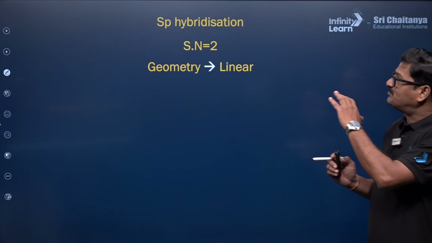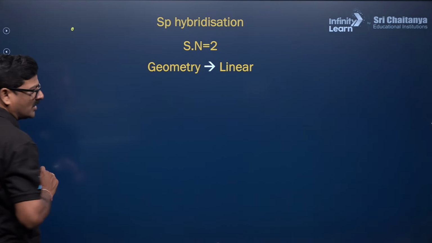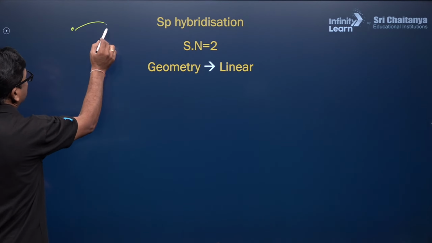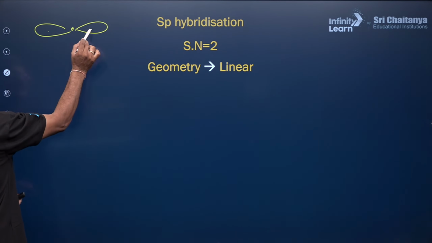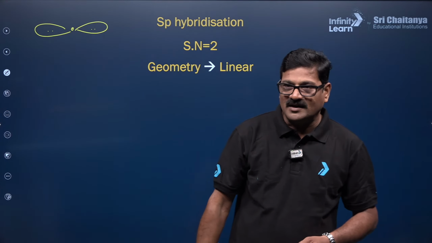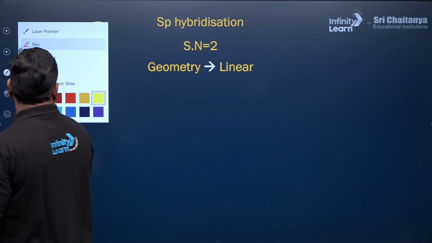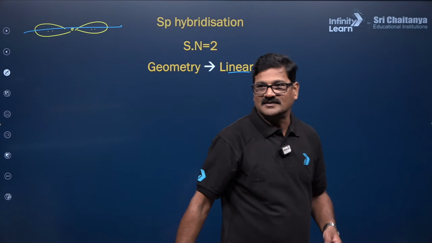So if you take sp hybridization, आपको कैसा लगता है? This is the nucleus and it is going to be sp hybridized orbitals. It is going to be linear. So it is 1 and it is 1, so steric number 2 होगा. When it is steric number 2, it is going to be a linear geometry. Are you getting it or not?